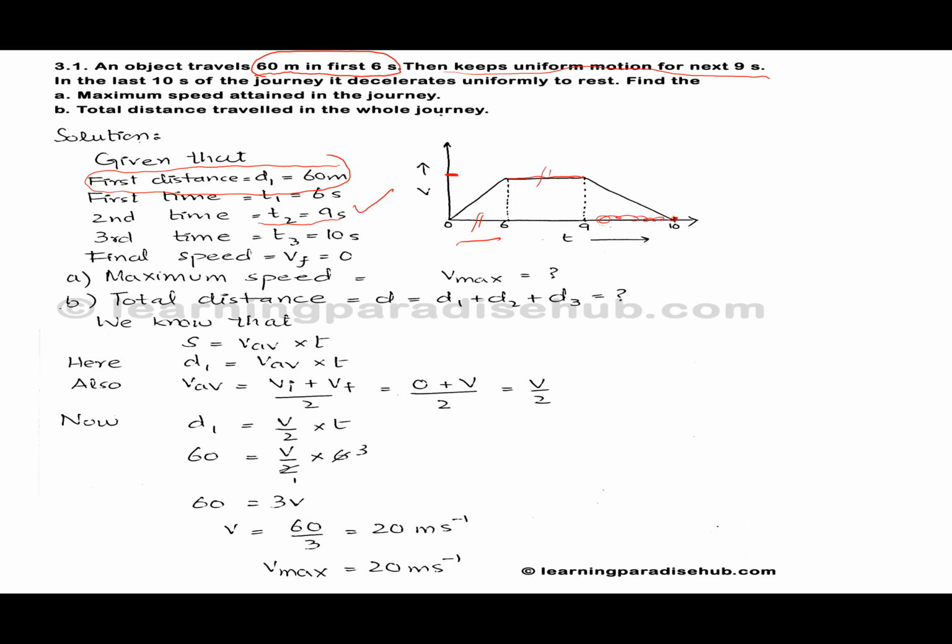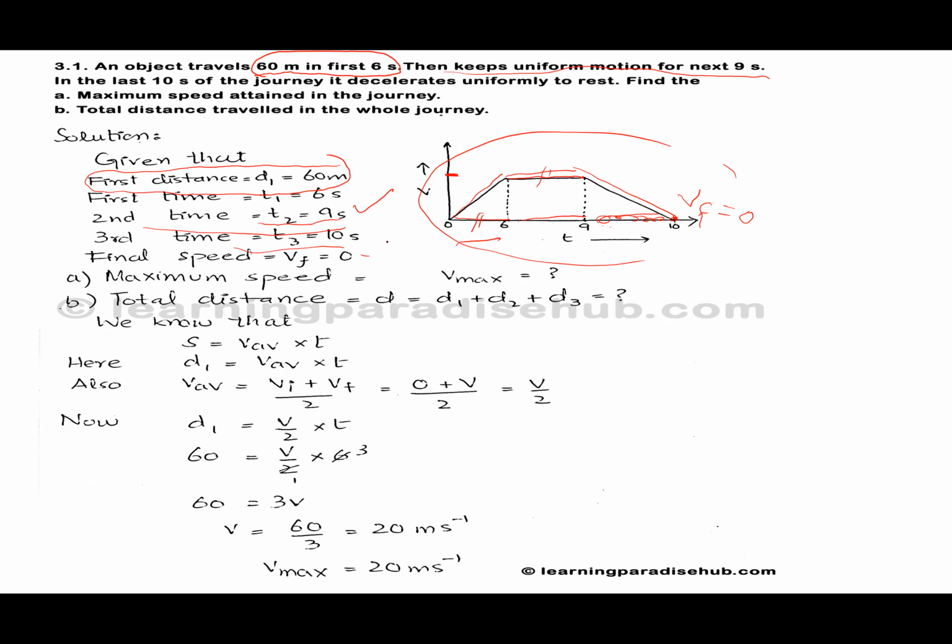Final velocity is 0. Find the maximum speed attained in the journey. So you have to find the maximum speed during this journey and the total distance traveled, during these journeys. Distance traveled in 10 seconds. In the first, second and third parts, the times are 6 seconds, 9 seconds, 10 seconds.